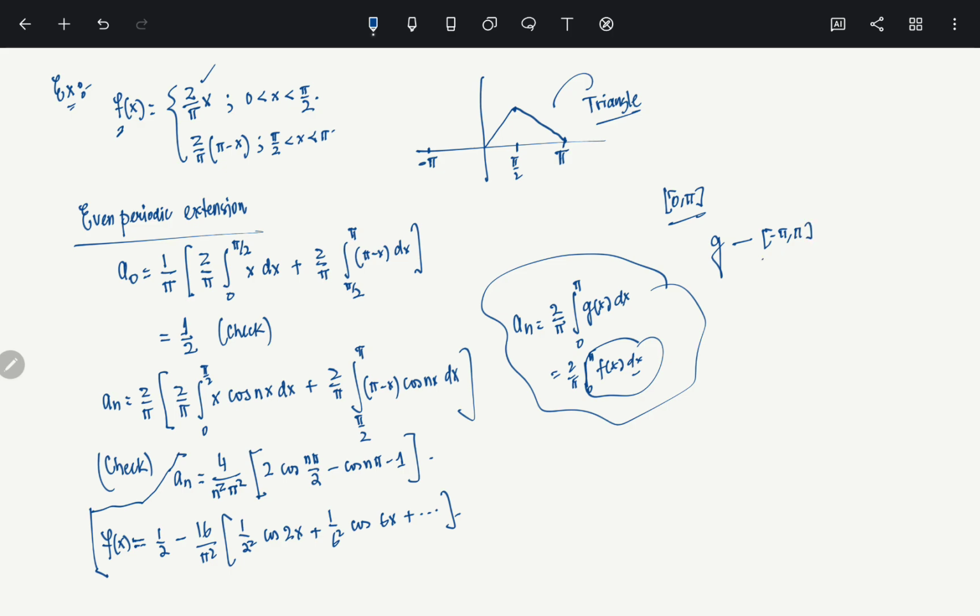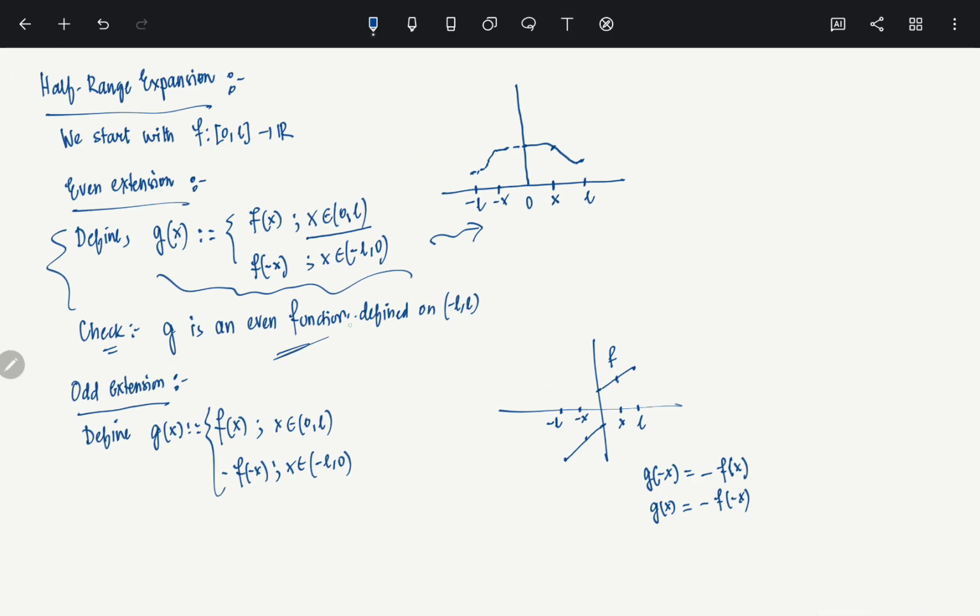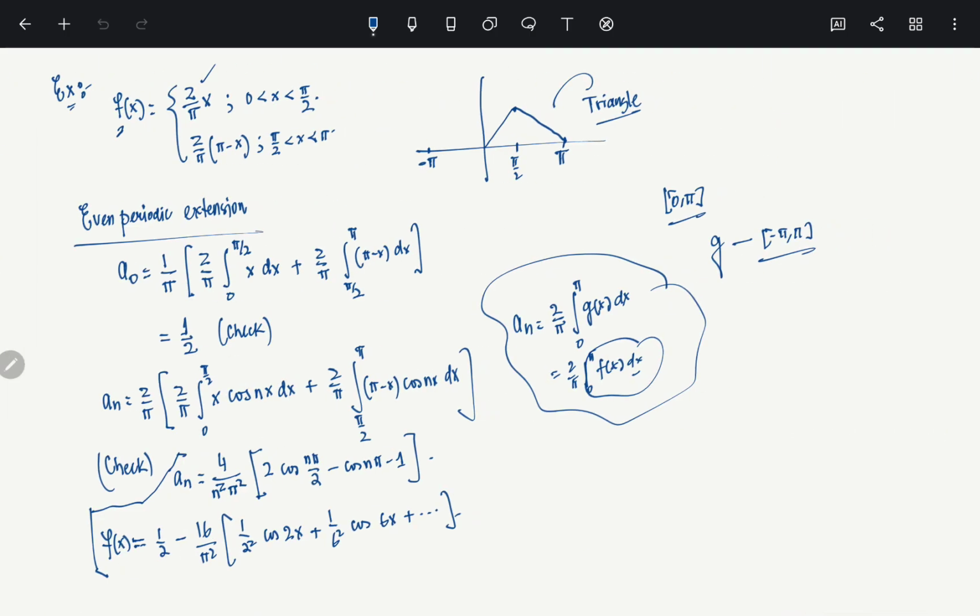Clear? Now for this g, by definition g is going to be an even function, so essentially the series which you are going to get is the cosine series. Bn's are going to be 0. a naught, of course you can check, is going to be half, no problem here. What about an's? You do realize that an's will be, in this case, 2 by pi, 0 to pi, g of x dx.